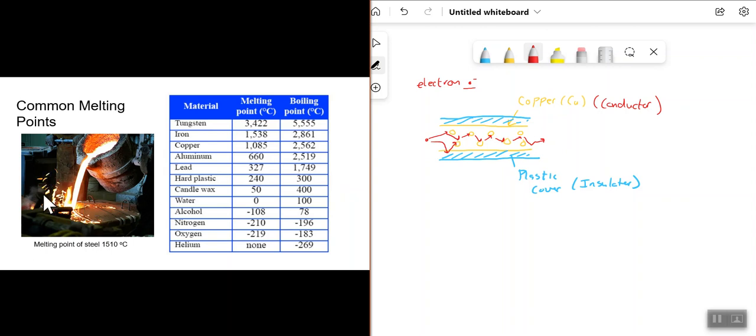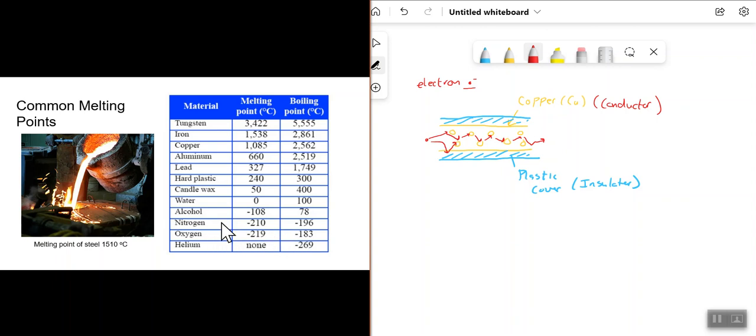So here, for example, are some common melting points of different materials. So the melting point of steel is 1510 degrees Celsius. So it takes a huge amount of energy to smelt or to melt steel, as we can see here. So here are some of the other materials. If we start at the bottom, oxygen has a very low melting point and a very low boiling point. The boiling point is where a liquid turns into a gas. The melting point is where a solid turns into a liquid. Okay, so we have these two temperatures.